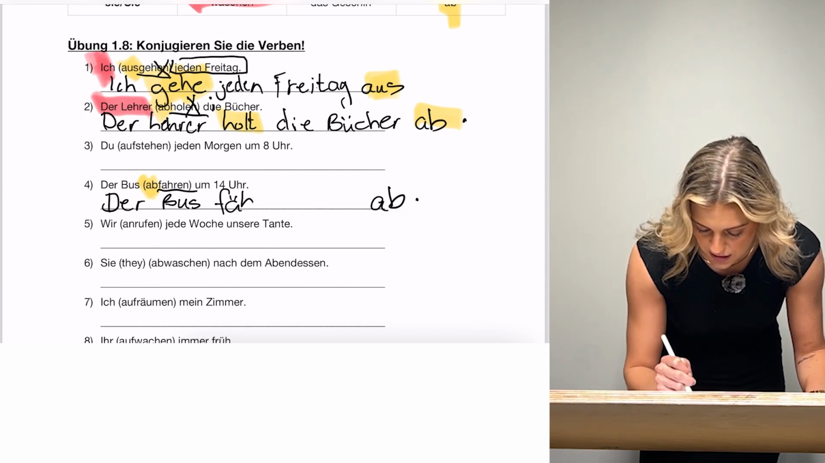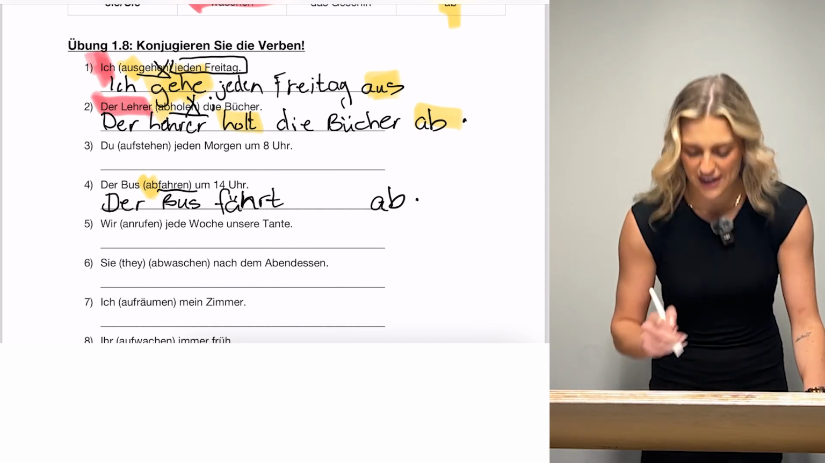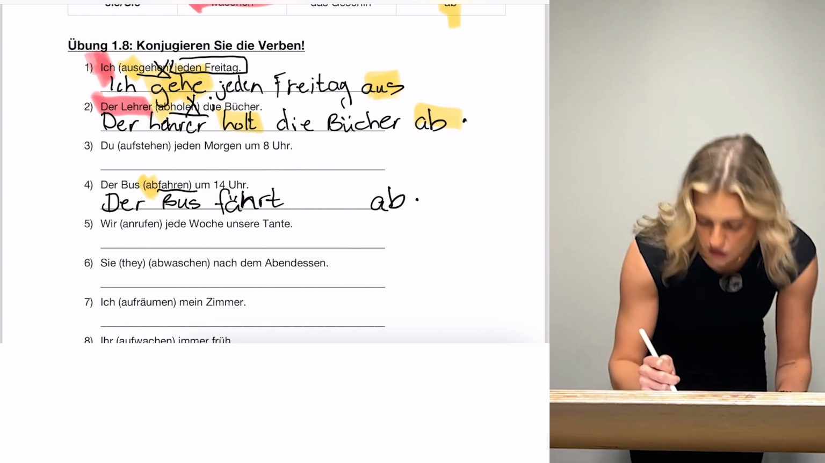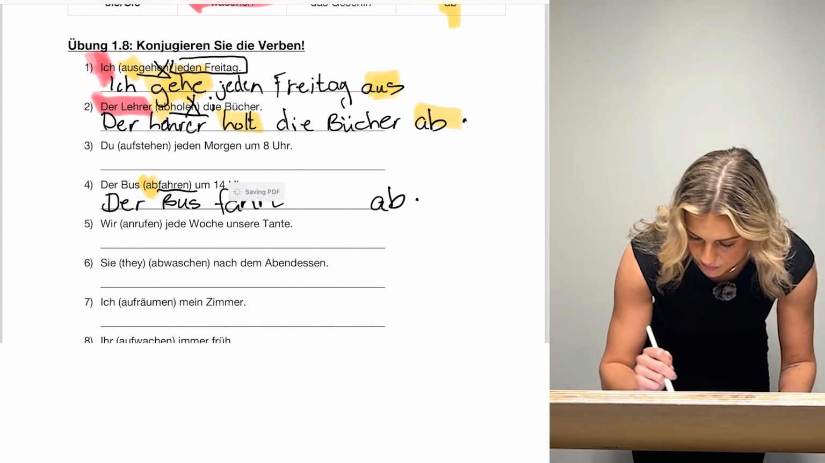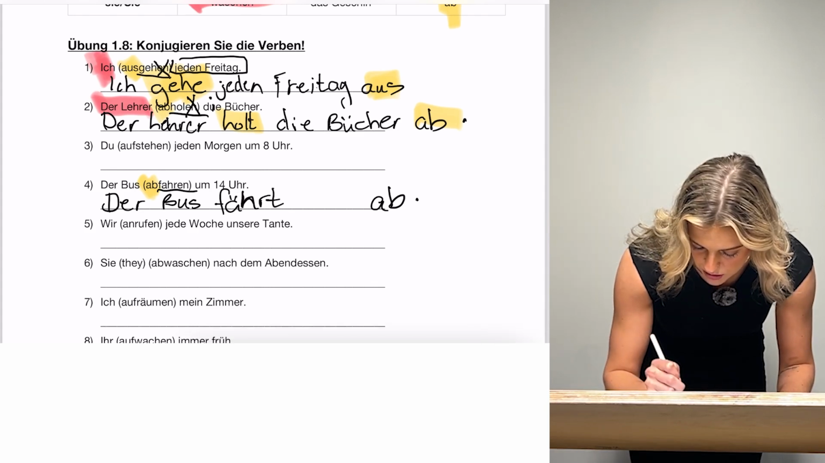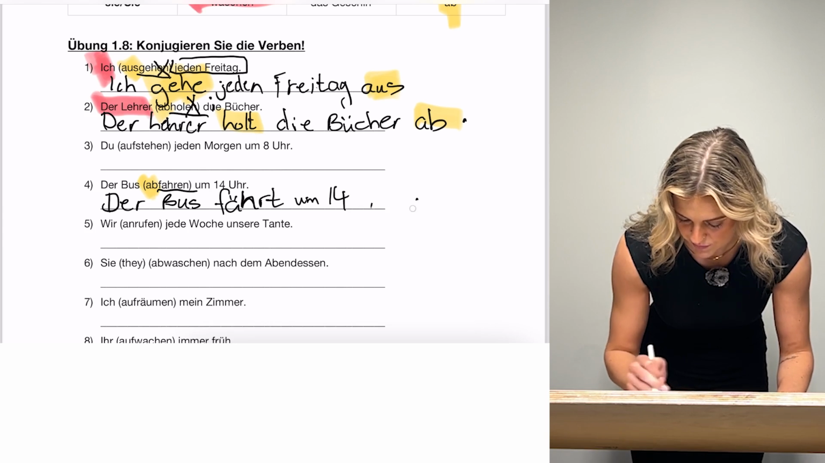The writing is not getting any better so far. Fährt. Der Bus fährt. Ab is the bus departs. The bus departs at 2 o'clock. 14 Uhr.